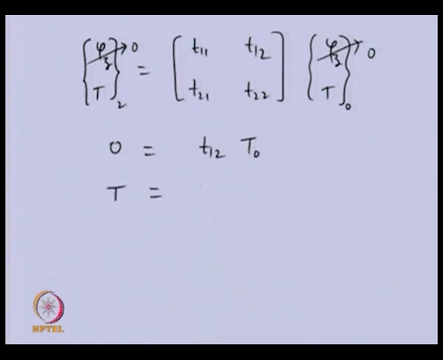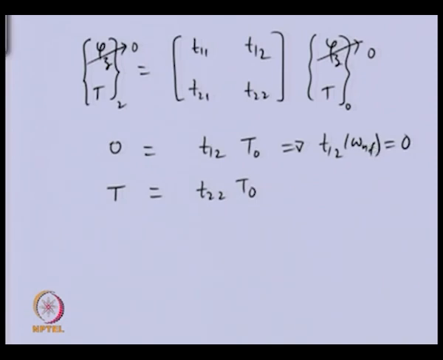Second equation is, so you can see that the first equation, because this torque cannot be 0 at the fixed support, we need to have this T21 equal to 0, which is a function of natural frequency, like this. So this is the frequency equation.